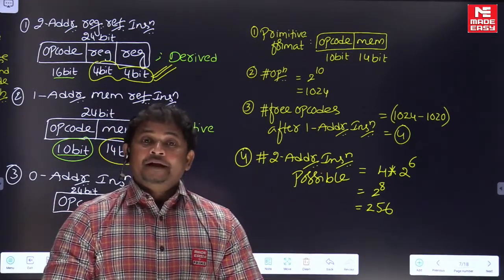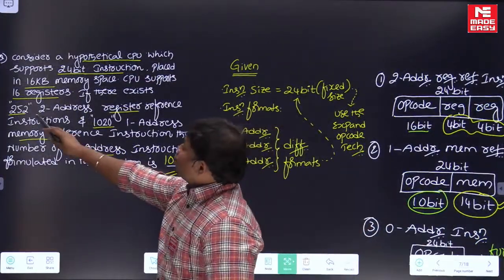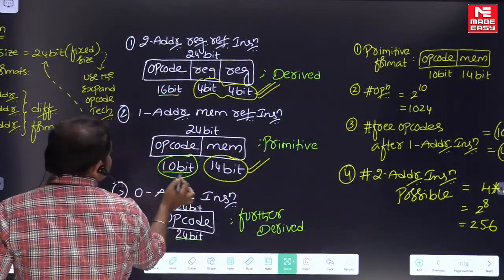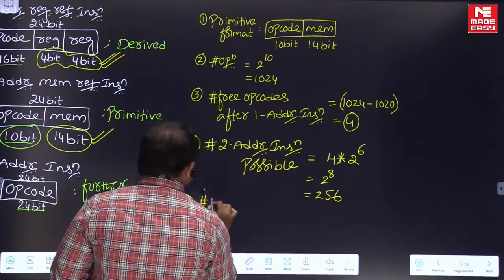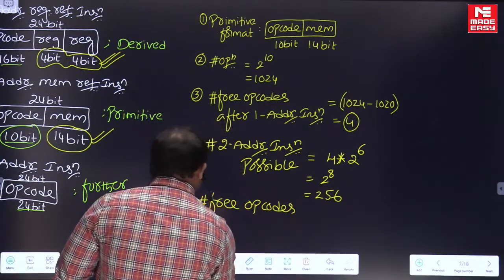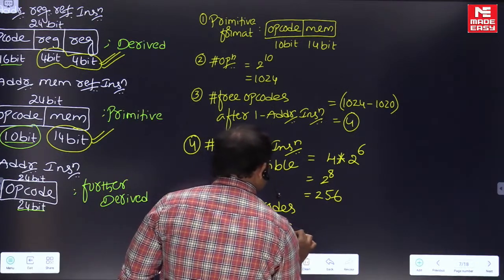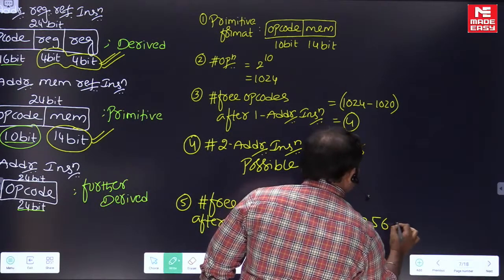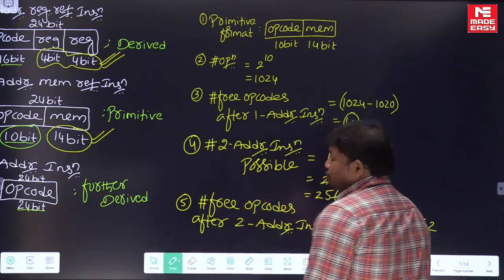But how many are implemented? That is given in the question. What is given in the question? 252 2 address instructions are implemented. Therefore the number of free opcodes after the 2 address instructions is equal to 256 minus 252. This is equal to 4. 4 free opcodes are there.